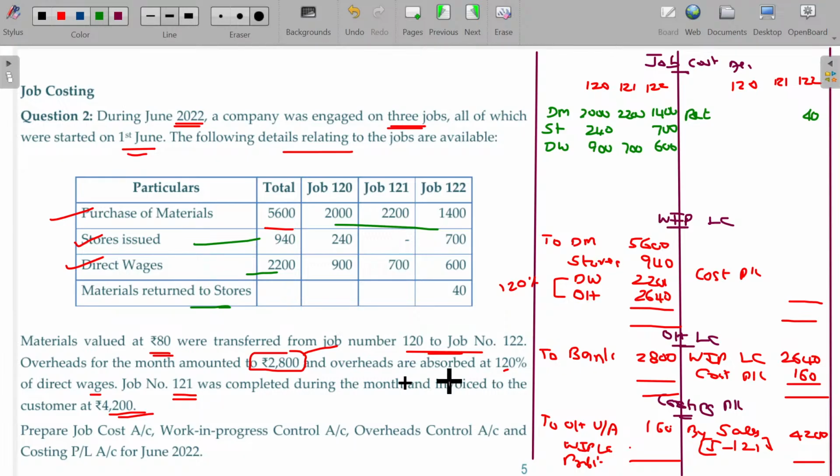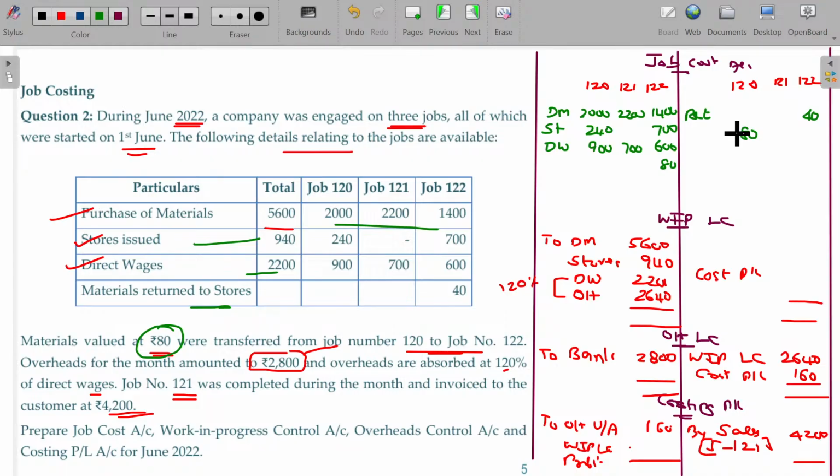Okay, 40. And materials valued 80 were transferred from job 120 to 122. It becomes a material for this and it will be subtracted from here. It should be moved. Actually, I send the goods from the stores ledger to 120. Later on, from 120 to 122, transfer within the factory. So it may not be recorded in the stores ledger control account. Already told you while teaching you the material costing.